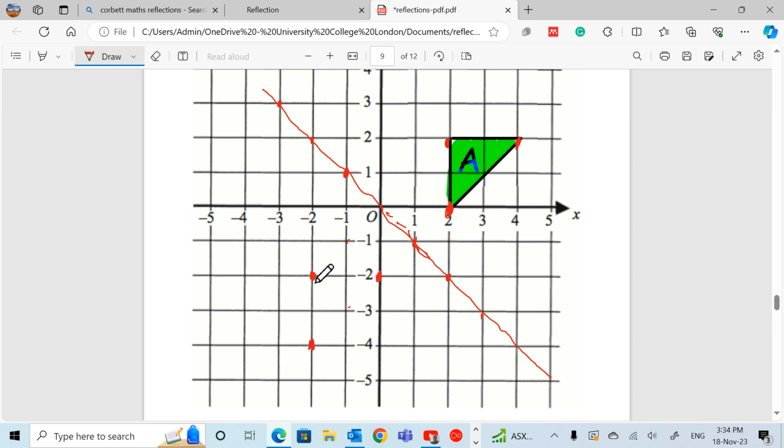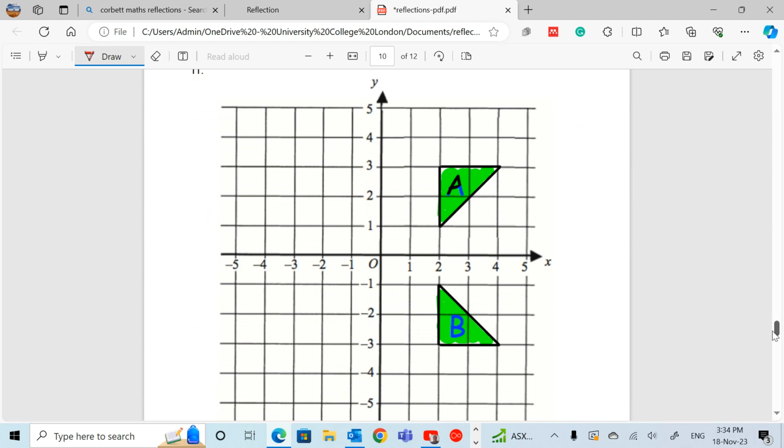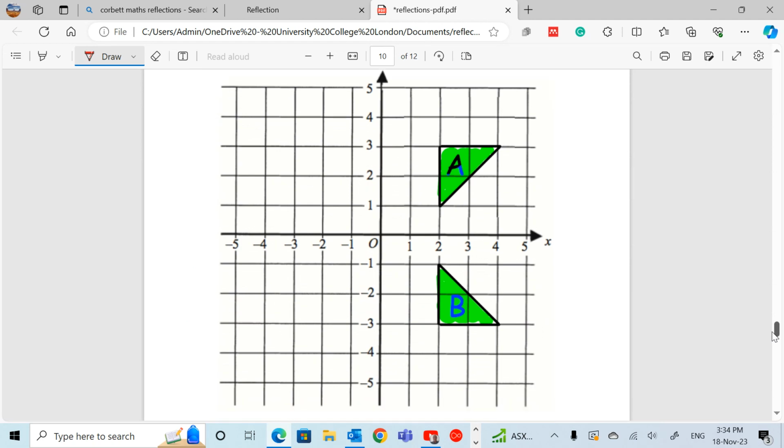So our reflection in the mirror line of y is equal to negative x of shape A, the reflection is this, and I'm going to label it B. And again, that's for 2 marks. Pick your points. And finally, question 11.